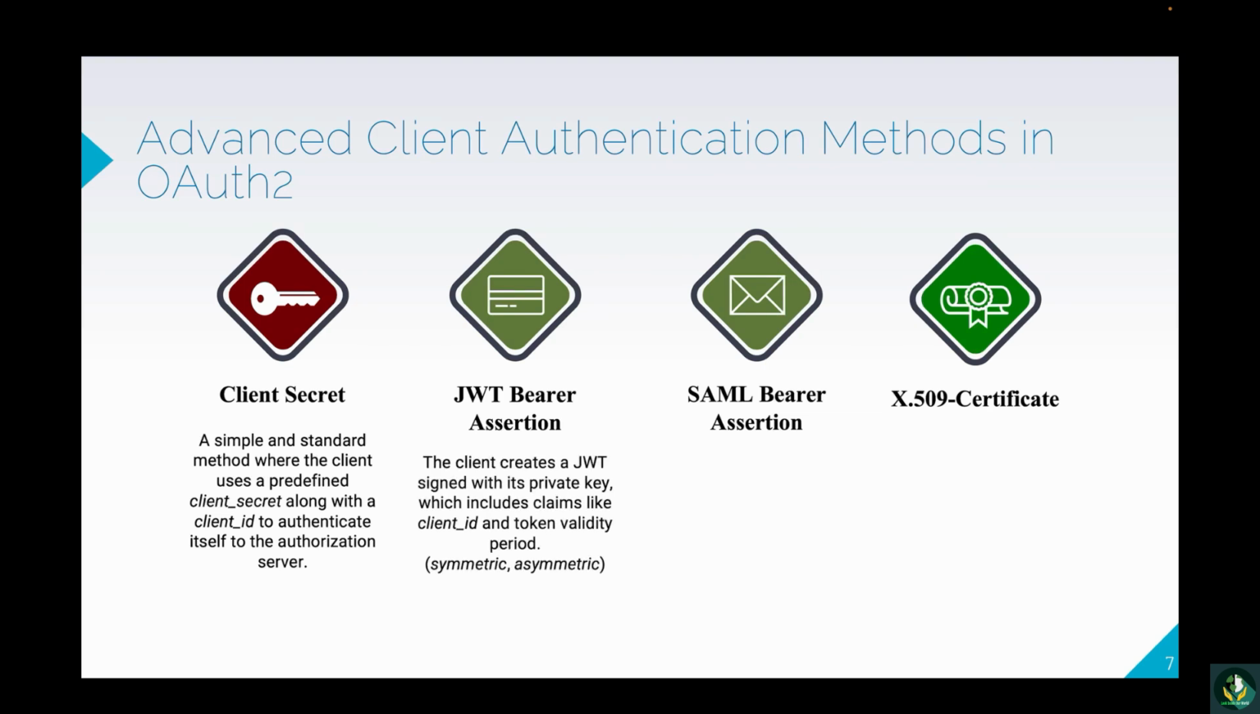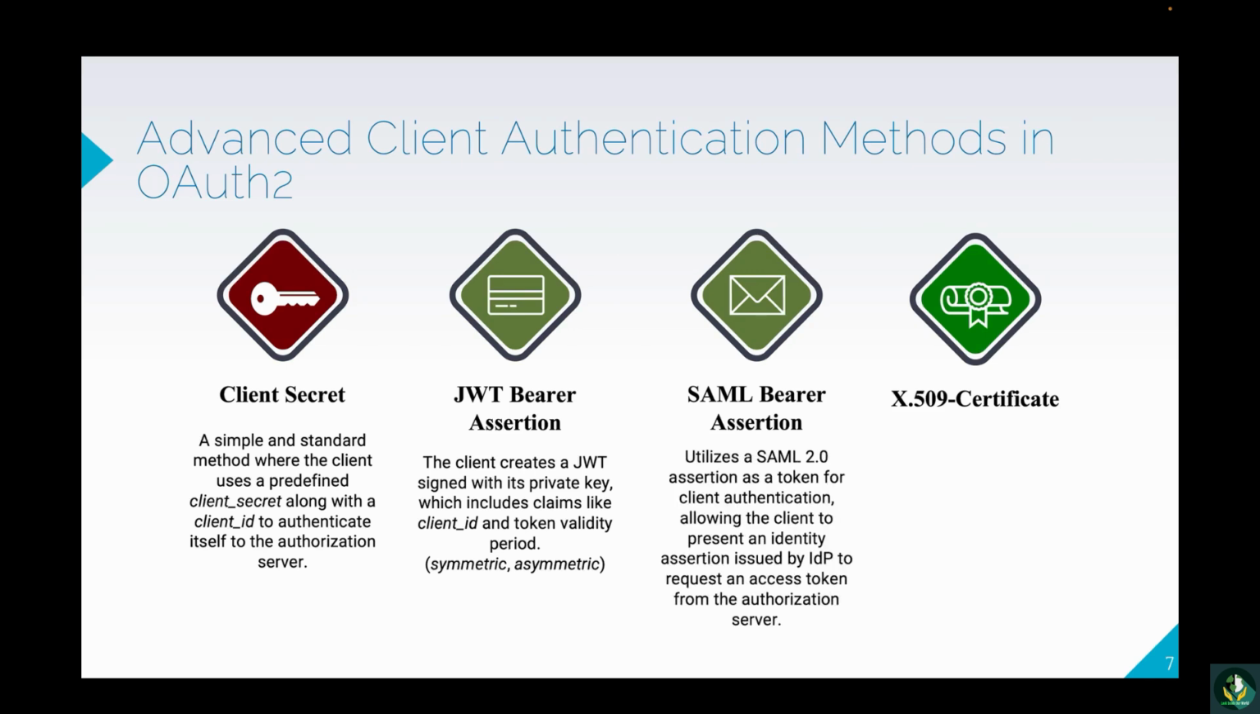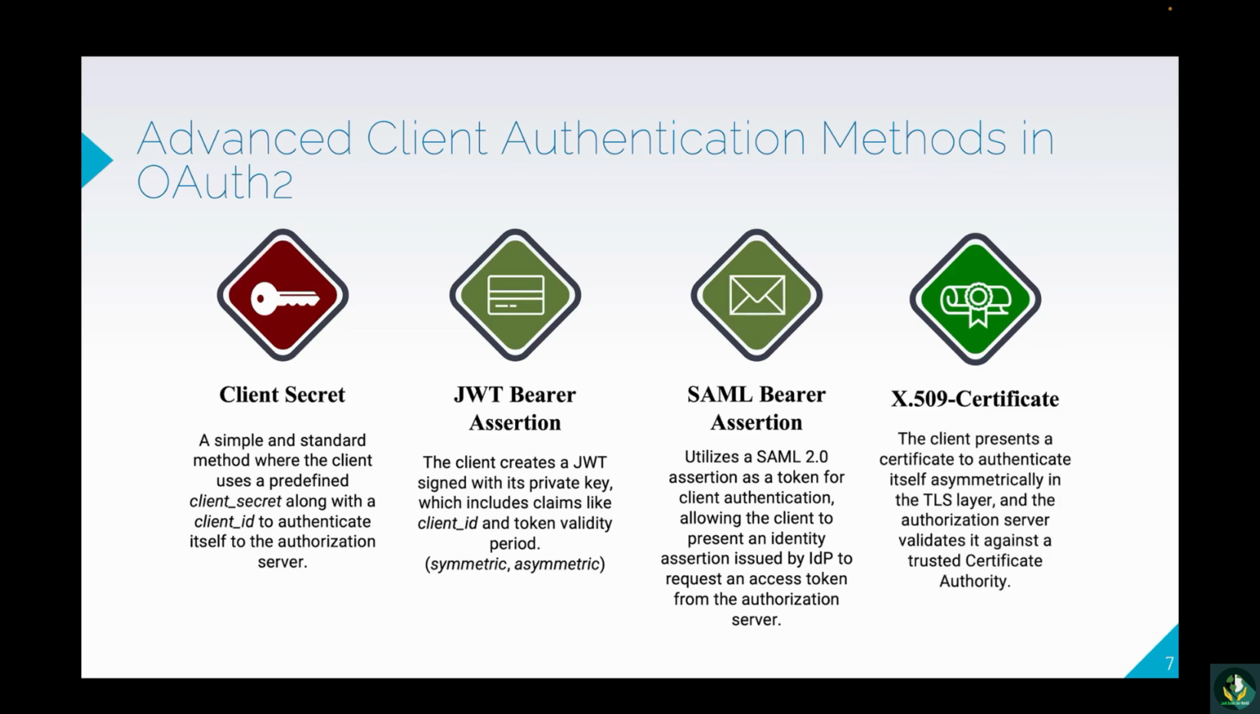In the JWT bearer assertion, the client authenticates itself by generating and signing a JWT locally, either symmetrically or asymmetrically. In the SAML bearer assertion, the client authenticates itself using a SAML assertion, which can be obtained either locally or from a SAML identity provider, and then uses the assertion to authenticate with the authorization server. In the X509 certificate method, the client uses a client certificate, similar to server certificates for websites, to authenticate itself.